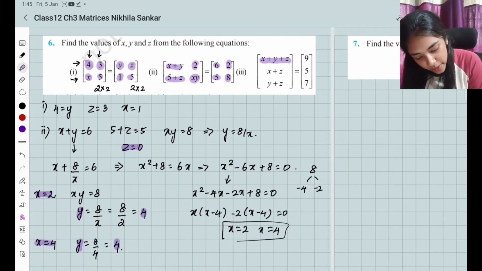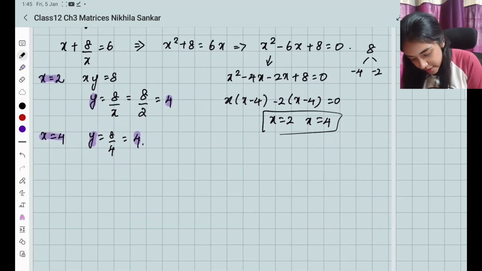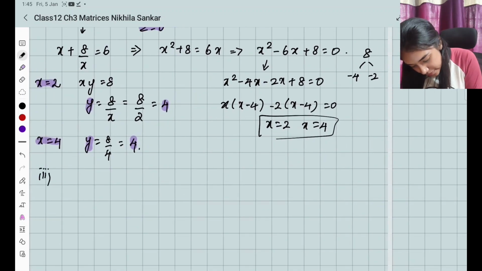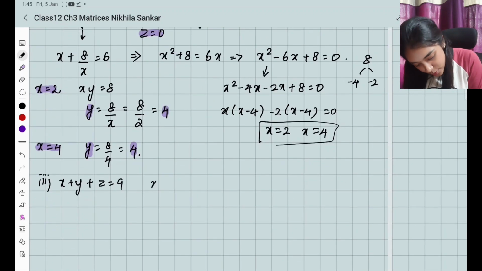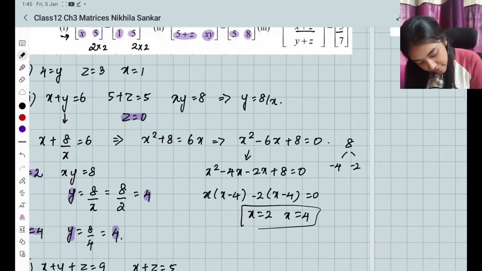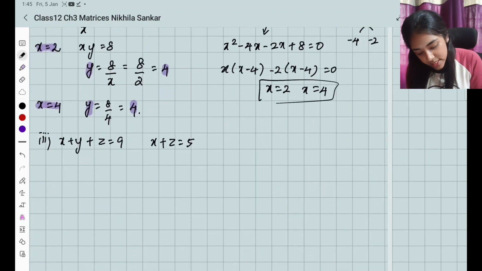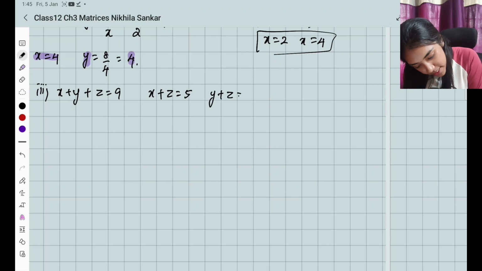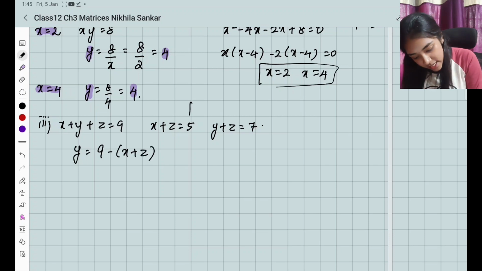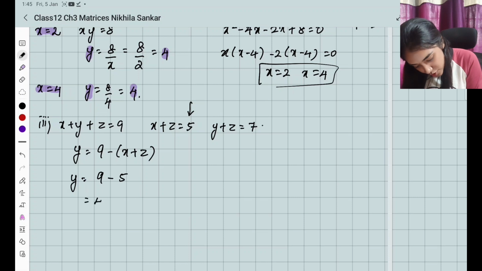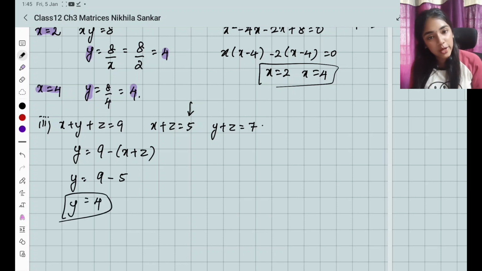So, I have x plus y plus z equals 9. So, this is my first equation. Then I have x plus z equals 5. So x plus z equals 5. Then y plus z equals 7. Let us equate all of these. So y plus z equals 7. So from here I have y equals 9 minus of x plus z. And substitute the value here. So I have y equals 9 minus 5, which is going to be 4. So y equals 4. The value of y is found.